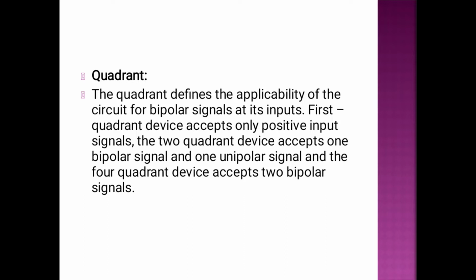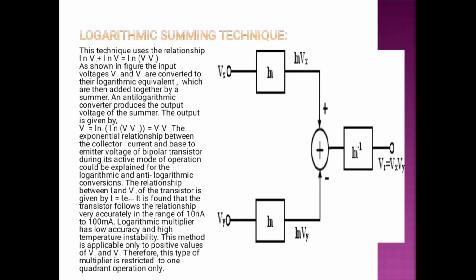A one quadrant device accepts only positive input signals. A two quadrant device accepts one bipolar signal and one unipolar signal, and a four quadrant device accepts two bipolar signals. Logarithmic summing techniques: here we have two inputs which are connected and added into another input. This represents Vz is equal to Vx into Vy.